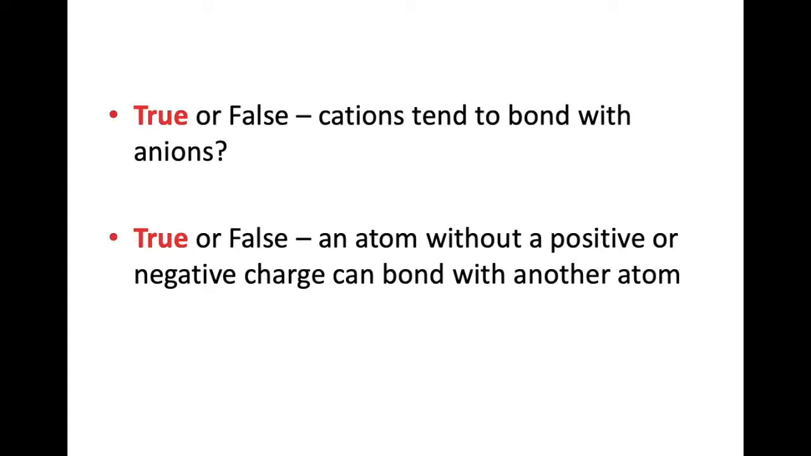Both of these are true. As you saw with the example of sodium and chlorine, one of which is a cation, one of which is an anion, they tend to bond with each other. But you don't have to necessarily have a positive or negative charge to form a bond. Bonds can form when electrons are either transferred or shared.